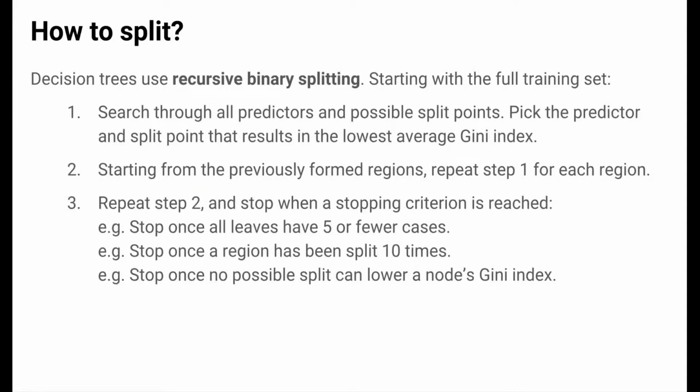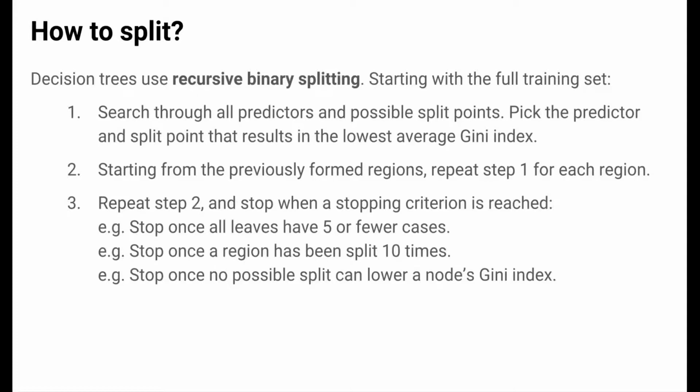Now we can dive into how trees decide on good predictor splits. The algorithm used is called recursive binary splitting, and it proceeds as follows. First, we search through all predictors and their possible split points, and we find the particular predictor and split point that gives us the lowest average Gini Index. This gives us 2 regions, and we repeat this process for each of these 2 new regions. That is, for each of these regions in which a certain subset of the cases is filtered through, we again find the best predictor and split point.